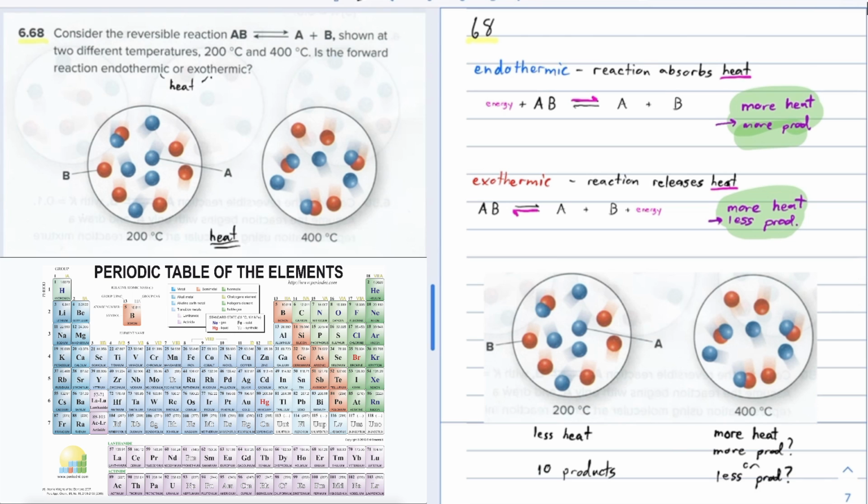10 products. And then what do we have on the right? 1, 2, 3, 4, 5, 6. There's only 6 product particles over there. So 6 products. And you can see by counting the number of product particles, at the hotter temperature, you have less products. So more heat is going to be less products. Okay, let's cancel that one out. More heat means less products. Well, that's the situation for an exothermic reaction.